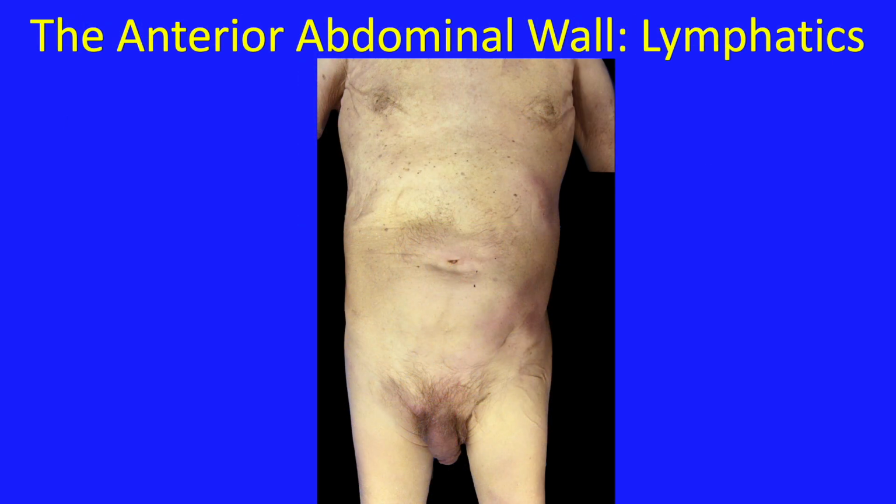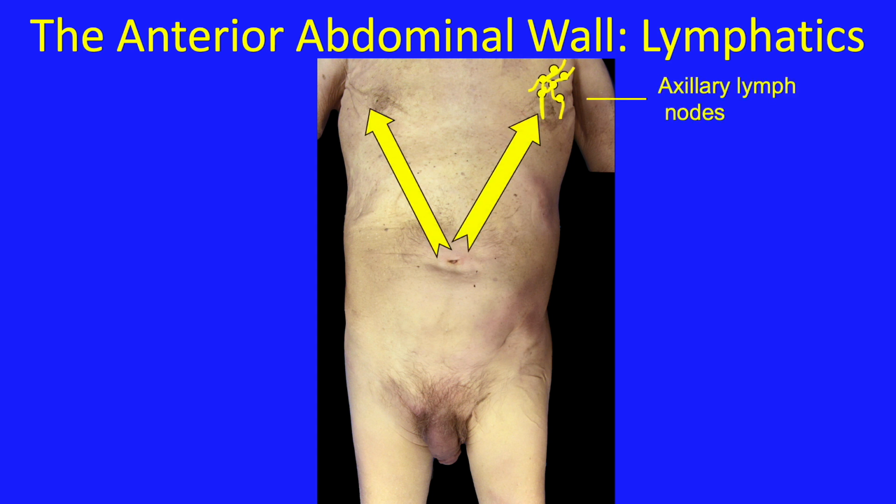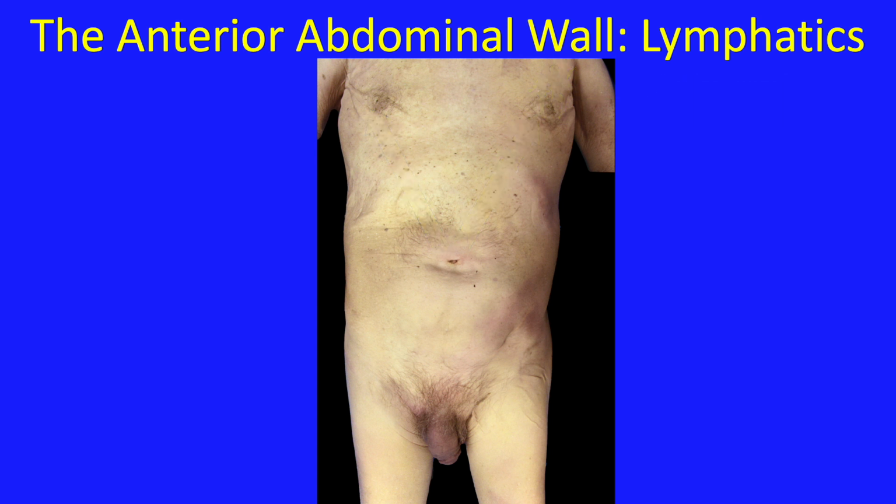Moving now to the lymphatic drainage of the anterior abdominal wall, it is quite straightforward. Any superficial lymph above the umbilicus drains to the corresponding axillary lymph nodes.